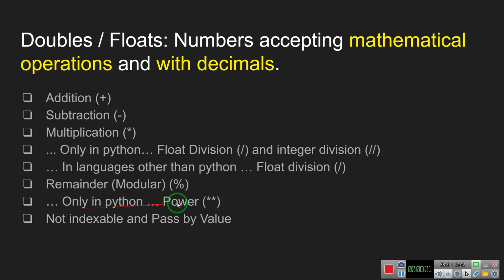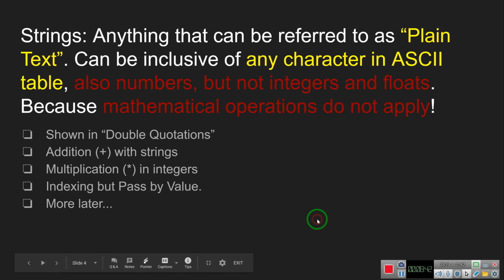And also we have the power for them, only in Python. And integer division for them works so that you will get an integer as an answer. This is the only difference. So even if it is 0.56 divided by 0.7, the answer will be 0.8, and as 0.8 is something between 0 and 1, you will get 0. So they are also not indexable and they pass by value. We will worry about this part later, after we learn arrays and functions.